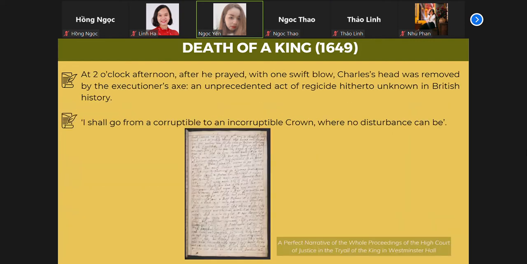So after he prayed, with one swift blow, Charles' head was removed by the executioner's axe, an unprecedented act of regicide unknown in British history. And here you can see the one last prayer that Charles declared before he is executed. He prayed that I shall go from a corruptible to an incorruptible realm where no disturbance can be. So it's his final prayer before being executed by the executioner's axe.